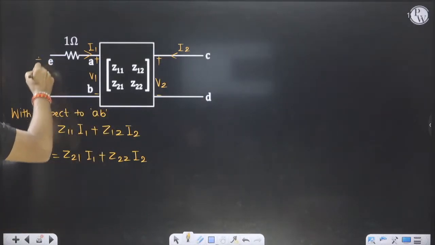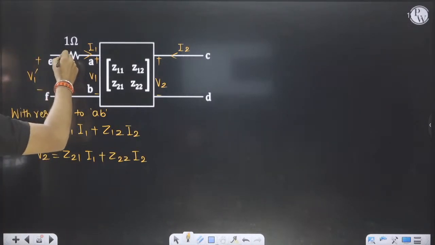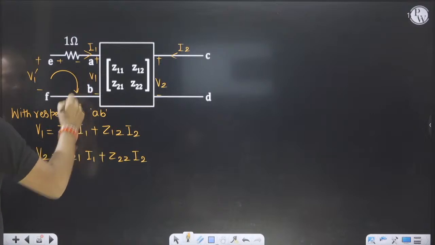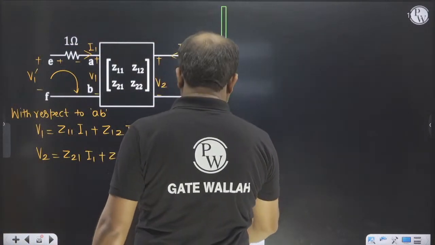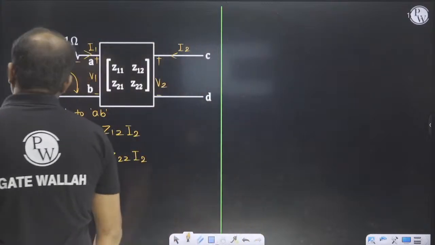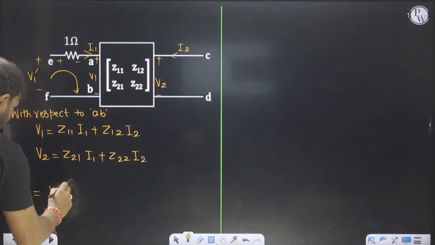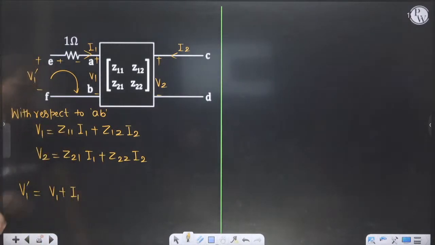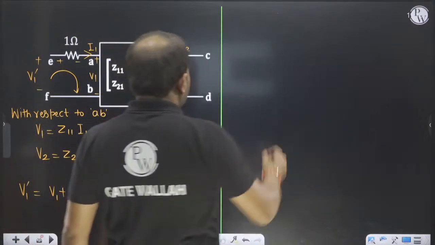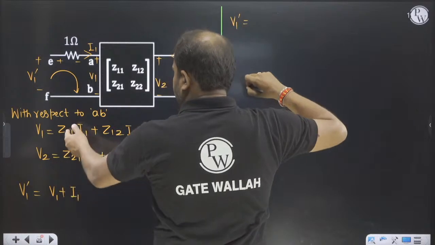Then with respect to EF, there is V1 dash. For V1 dash there is a voltage, so I will apply KVL. V1 dash will be equal to V1 plus I1 into 1. So V1 dash is equal to V1 plus I1, we can write this.